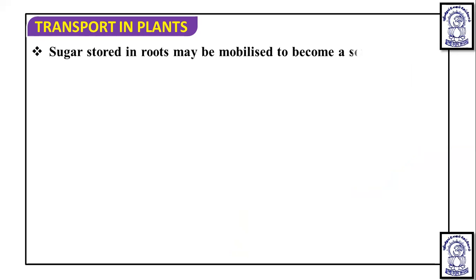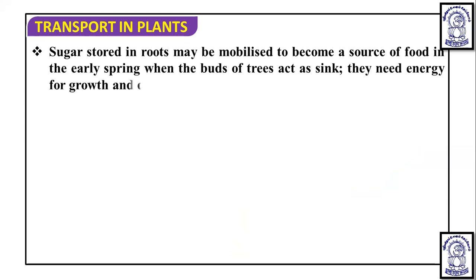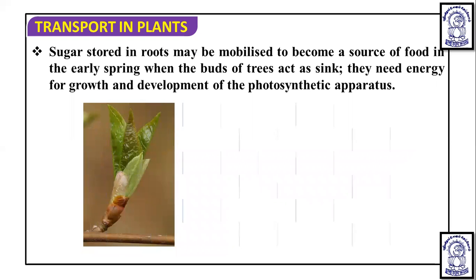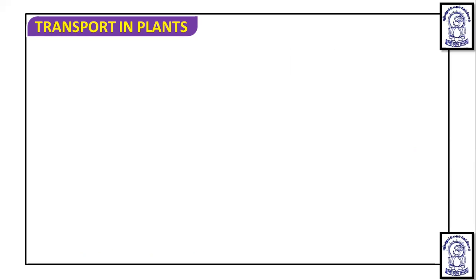Sugar stored in a root may be mobilized to become a source of food in the early spring, when the buds of trees act as a sink. They need energy for growth and development of the photosynthetic apparatus. So for this the root is going to act as a source. The flower buds and the leaf buds need the food, so they are acting as a sink.